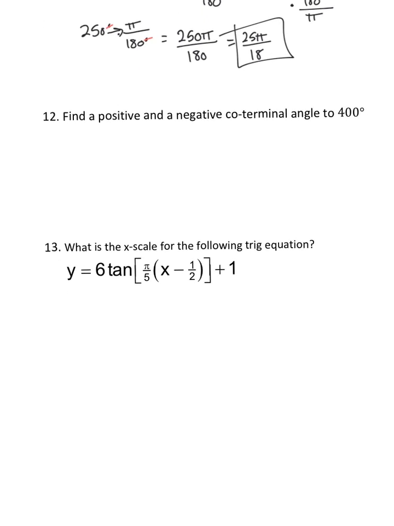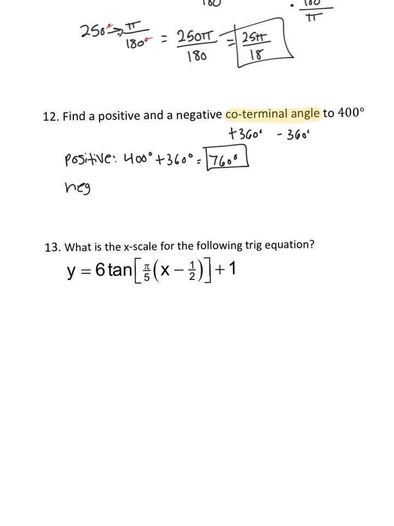Okay, number 12, find a positive and a negative coterminal, so our keyword is coterminal, angle to 400 degrees. Coterminal means that you can either add 360 or you can subtract 360 as many times as you want to. So if I want to find a positive coterminal angle here, I can take my original angle of 400 degrees and I can add 360 degrees to it, and it gives me 760 degrees. So that would be fine.